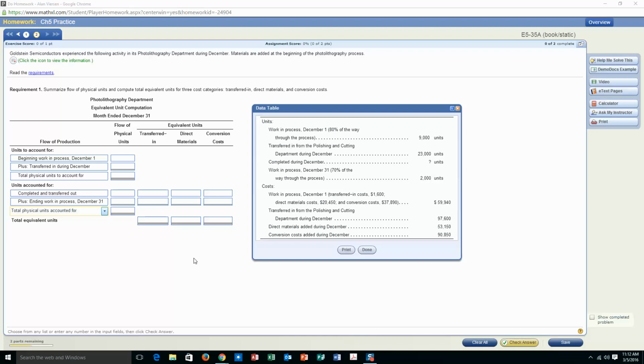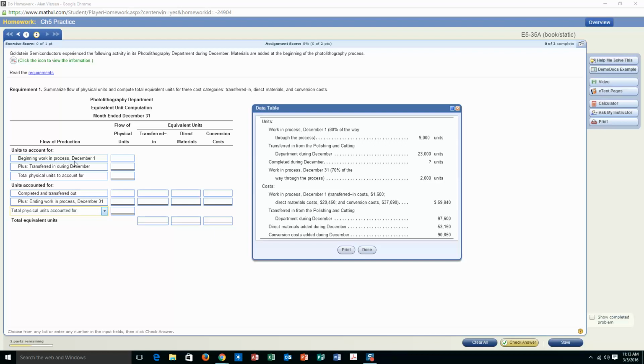I believe it's number 9, and it's E5-35. I wanted to show you how to do the production report for a department where you actually have units that are transferred in. The production report is broken up into 5 steps. The first step is to account for those physical units. I already put the title in here so we could move quickly through this first process.